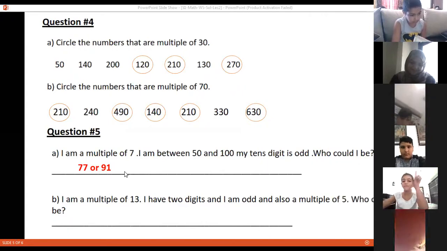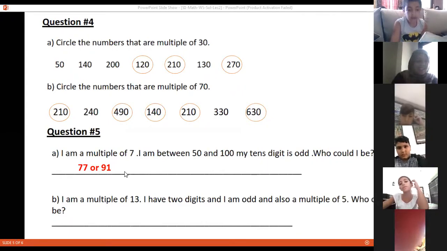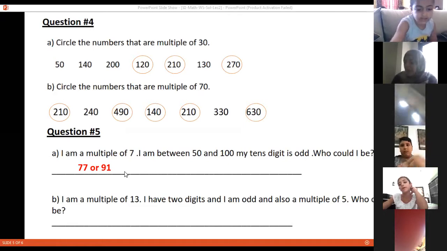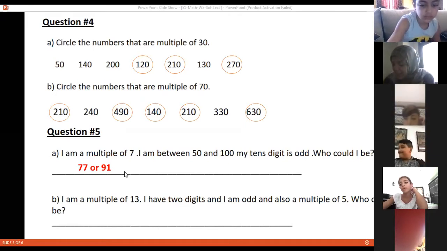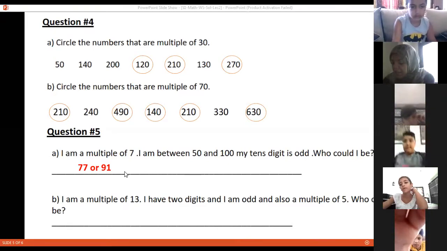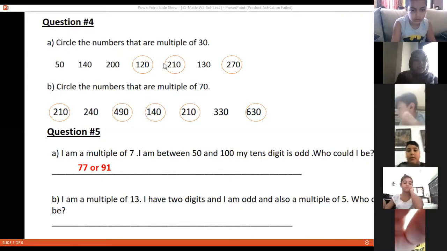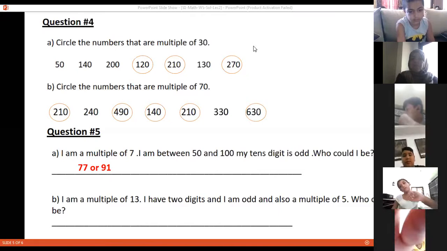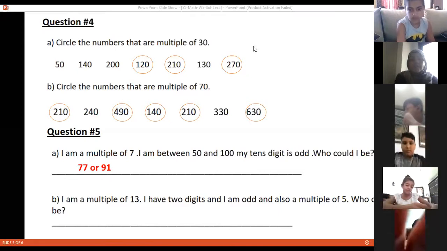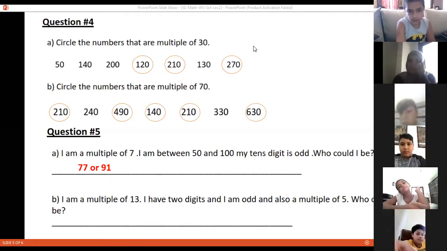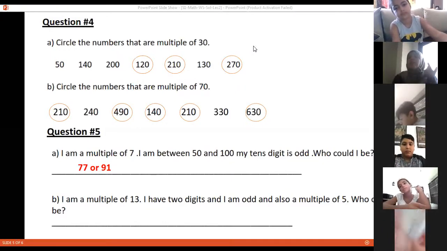Miss, which number? It's 65. Very good, Zahra. Let me explain it for you, okay? So Zahra, you got it. It's 65. Look, guys, the question is, I'm a multiple of 13. So you start to write multiples of 13.